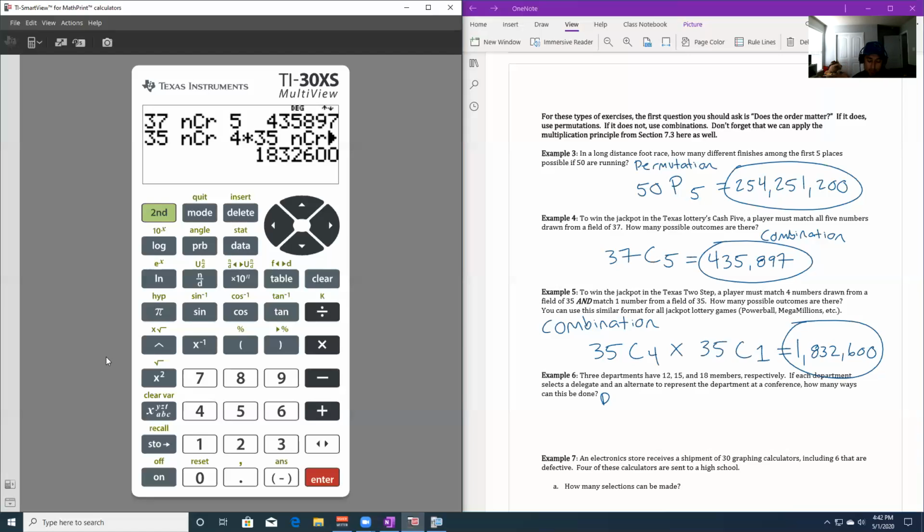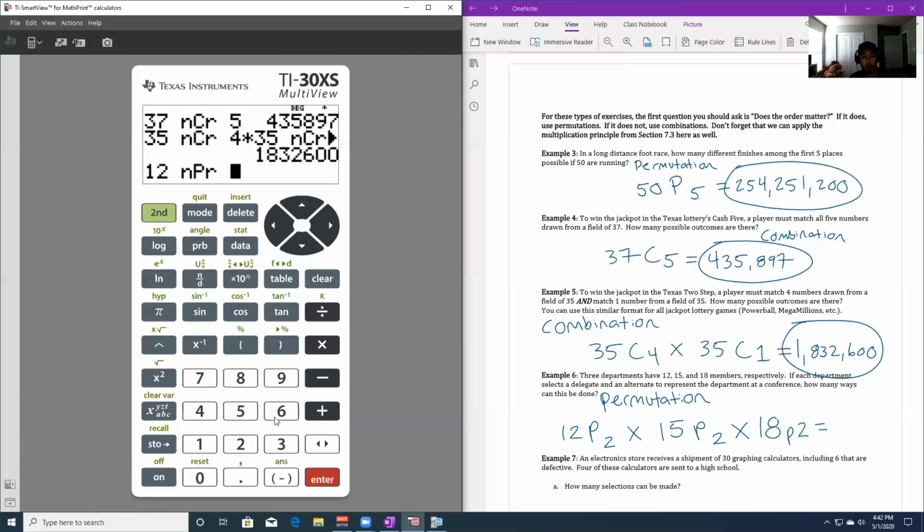And each department. So for the first department, we have 12 people, and we can only pick 2. For the second department, we have 15 people, and we can only pick 2. Again, a delegate and an alternate. And then for the last department, we have 18, but again, we can only pick 2. And it has to be in order. It has to be a delegate and an alternate. That's order.